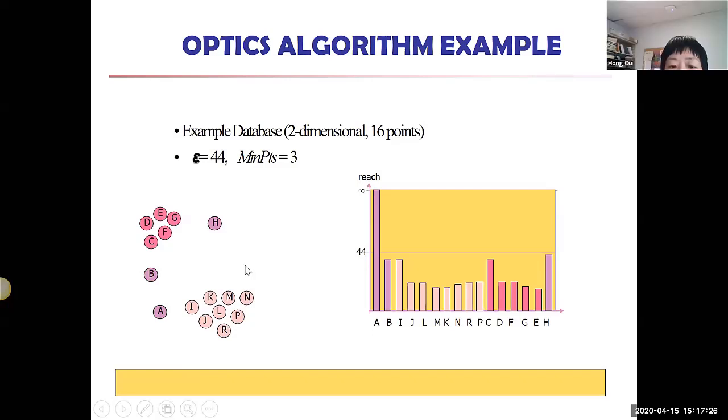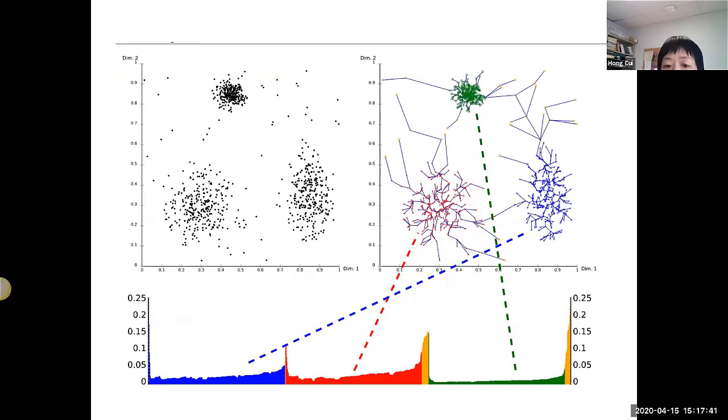So when the seeds list is exhausted, then we pick another point. Then this point is going to have, again, a very high reachability. So that defines a new cluster. So here are some examples where we can see some of the features.